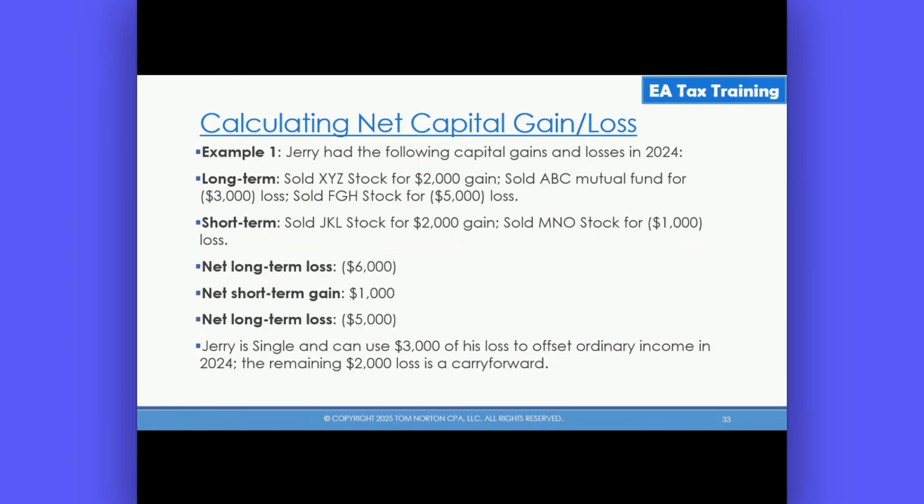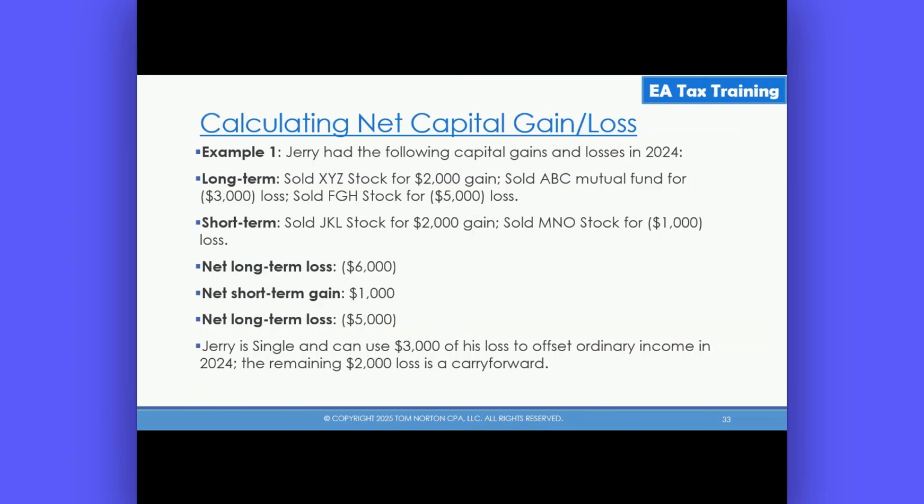So if we look at this, remember we have to net these together. So let's do the long term first in this example. He has a net $6,000 long-term loss. So he had a $2,000 gain, then he had a $3,000 loss. So that's a net of $1,000 loss. And then he had another $5,000 loss. So that's $6,000 net long-term loss. He had a net short-term gain of $1,000. So he had a gain on one stock of $2,000. He had a loss on another stock of $1,000.